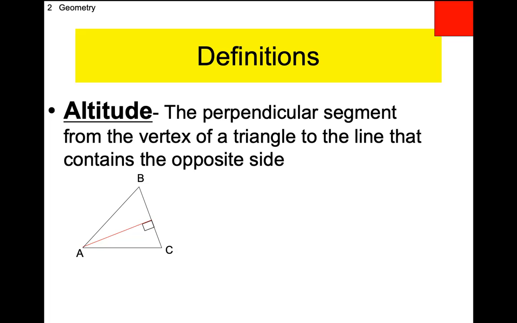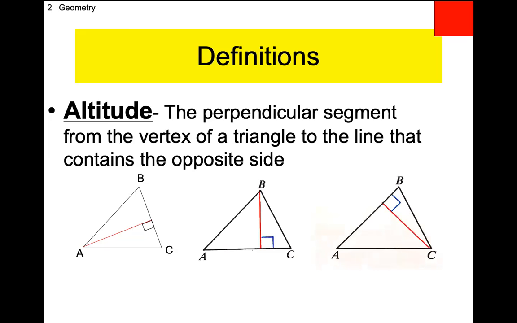Like, does it look like it cuts BC in half here? Sometimes it can, but most of the time it doesn't cut it in half. Notice if I make the altitude from B, clearly it doesn't cut AC in half. If I go from C, clearly it doesn't cut AB in half. So it's not that altitudes can't cut the opposite side in half, it's just that usually they don't.